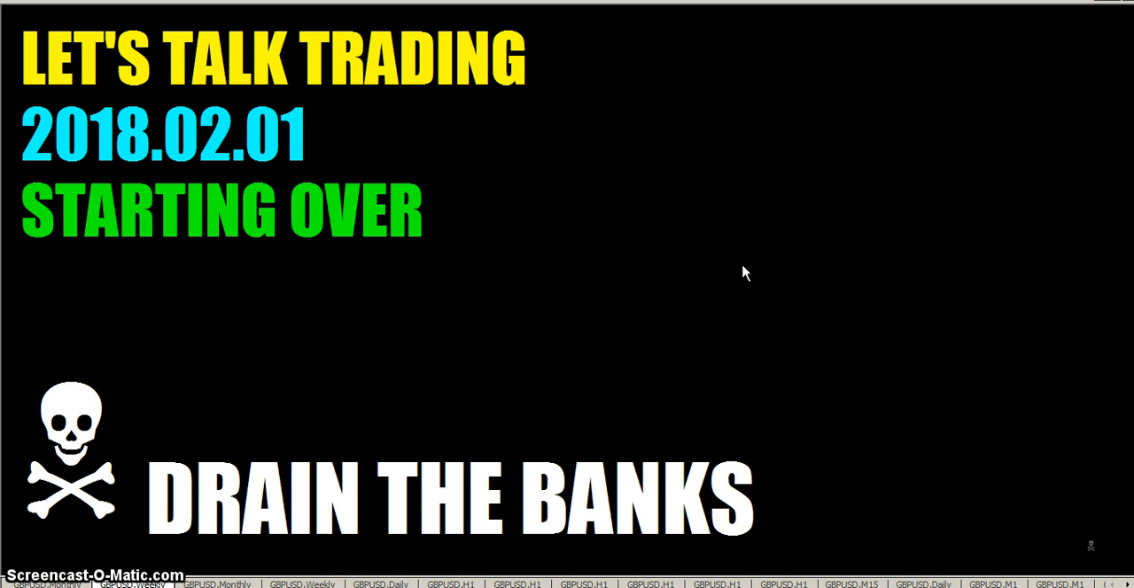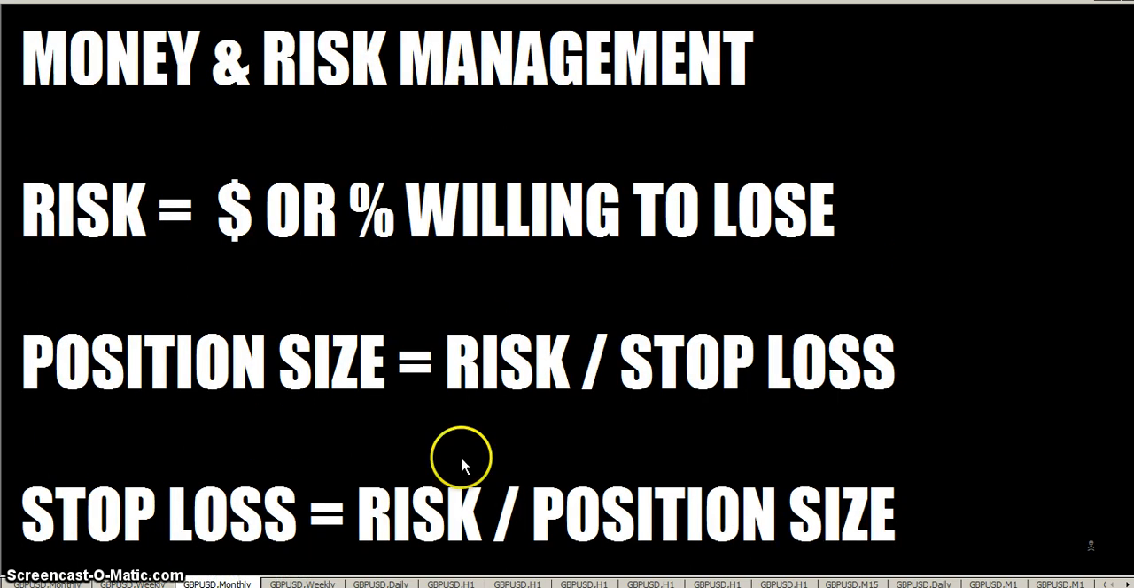So let's get to the charts. But before we get to the charts, we always look at money and risk management. Like I said, we get to start over. We get to choose how much money or what percent of our account we're willing to lose. Now, we probably really don't want to change that each time. We want to have some consistency. But it's a new month.